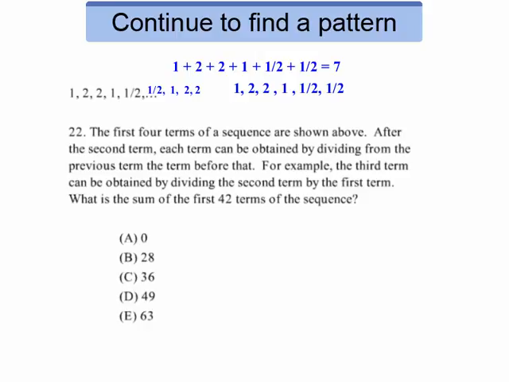Okay, how many 6's are there in 42? Well, 6 goes into 42 7 times, and there's a value of 7 for each of those 7 numbers. So 7 times 7, the sum of the first 42 terms of the sequence will be 49.